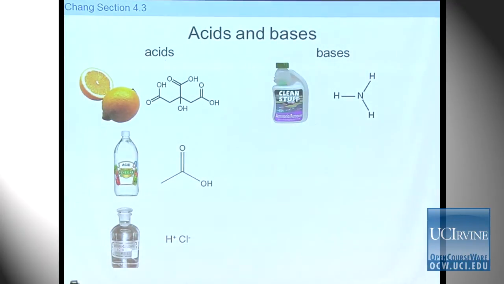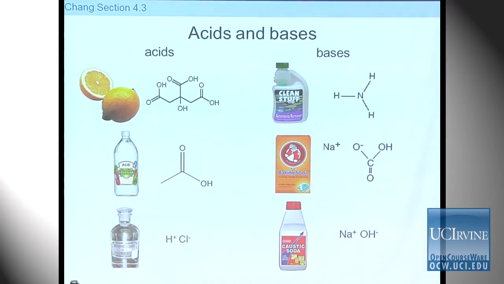On the other side, we have bases. Ammonia, we've seen already, that's a base. Why is that a base? Because it can actually accept an H plus. Okay, and so one definition of a base is that it can accept protons. We'll see that spelled out on the next slide. Here's another one. This is baking soda. It's also a base. Okay, so this ion here can accept another H plus, and that's why it's basic.